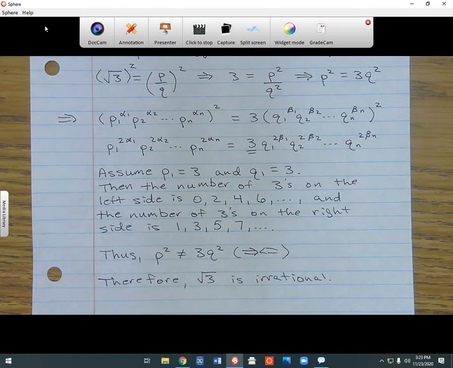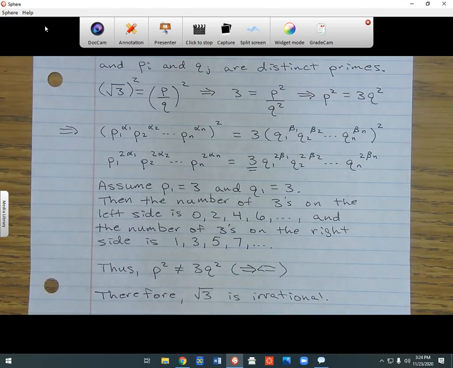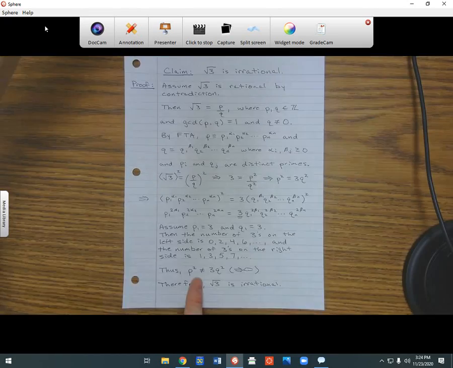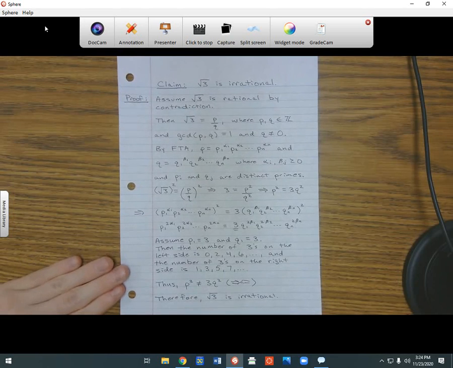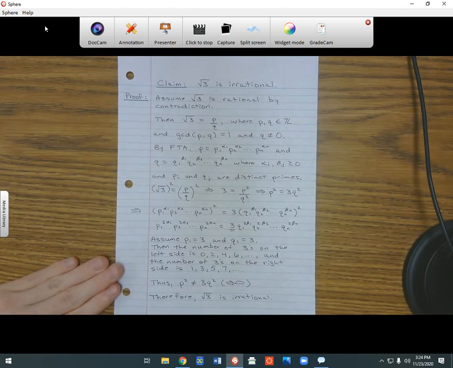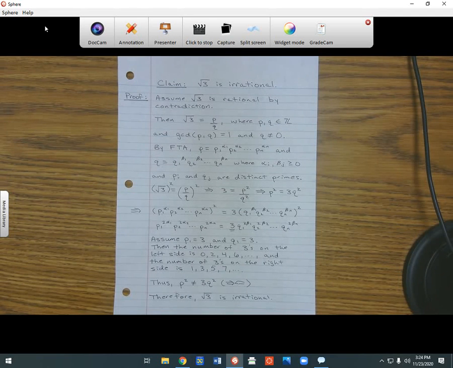Okay? So I'll zoom out so you guys can see the full proof. There we go. Alright, so square root of 3 is irrational, and I'll be doing a square root of 5 proof, and then have enough information to make an inference that the square root of any prime is irrational. So I hope that helps.